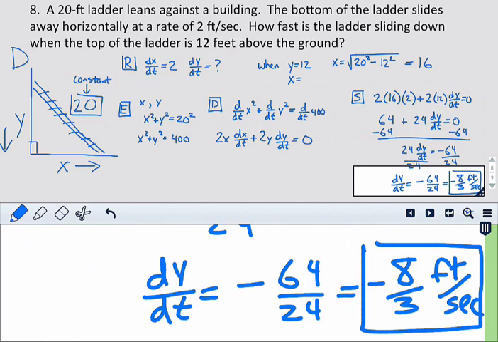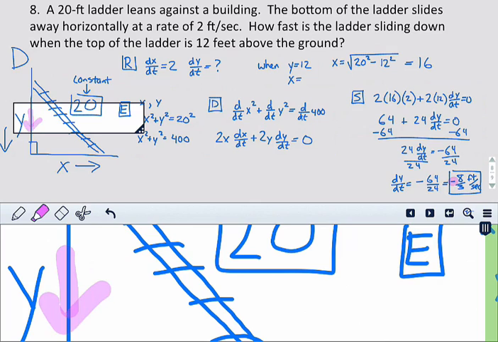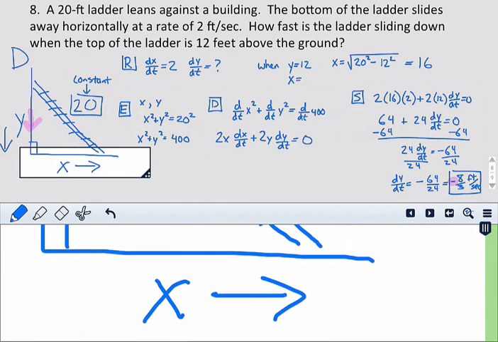Now, it's very important that you realize that we should have gotten a negative answer here. And the reason it's negative is that this height is actually decreasing. So always check to make sure that the rate that you get in the end makes sense for the situation. So again, the rate of y is negative 8 thirds feet per second because it's going down as x slides away. All right, so that is our Calculus Notes 2.6b.